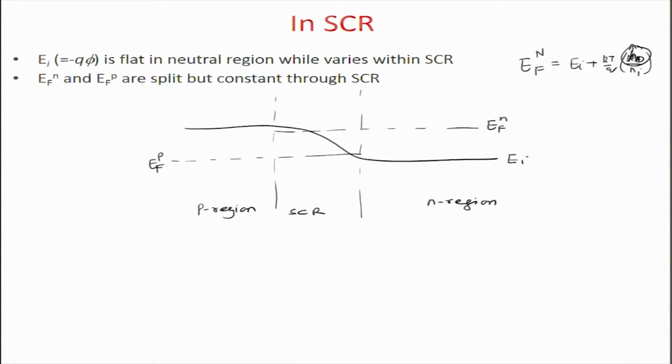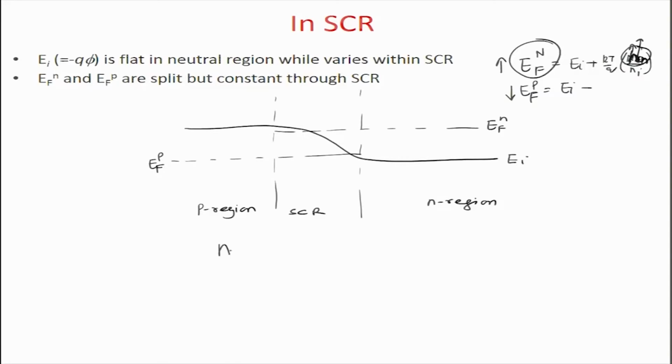So, this was basically small n. This increases as you expose with light. So, when this increases, this also goes up. Similarly, on the other side is EFP, which is EI minus this term into ln of NPP. So, this PP will increase, as a result this will go down. So, this will go down, this will go up with respect to the equilibrium positions. So, as a result of illumination, these two change.